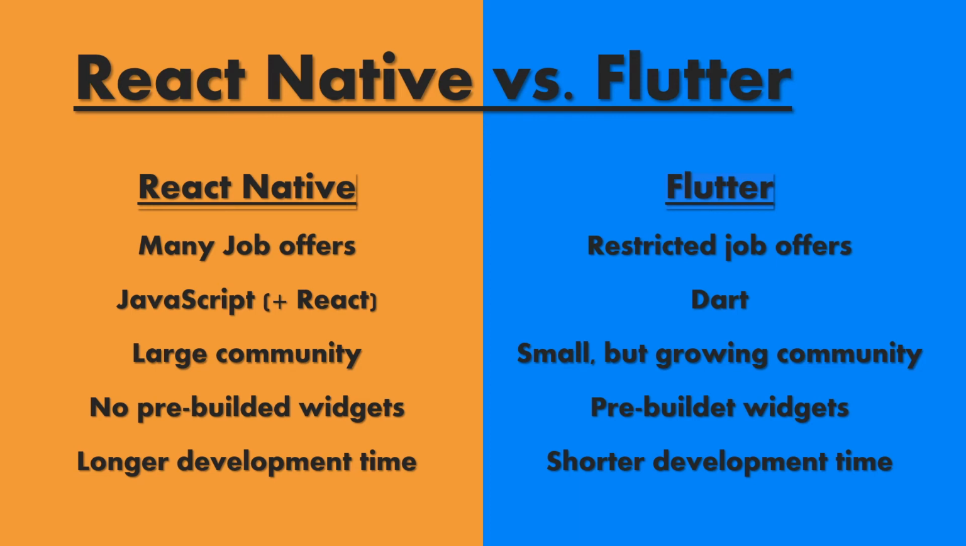In Flutter, there are a lot of pre-built widgets. There is even an entire widget catalog. In React Native, you have to resort to packages from third parties or create your own widgets. As a result, the time it takes to develop an app is much shorter for Flutter than for React Native.